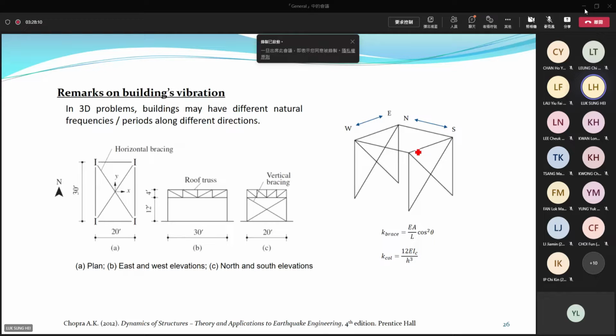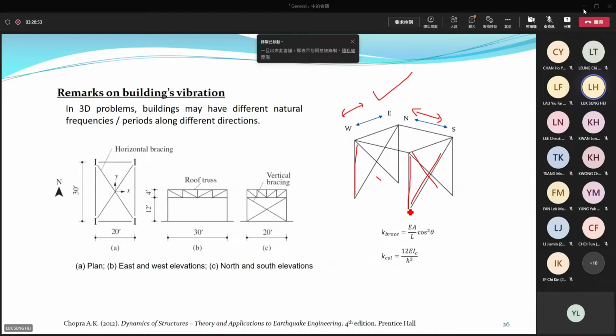One remark. Up to now, we focus on 2D problems. But in reality, for 3D structures, you may have two different stiffnesses. When the structure vibrates along the north-south direction or the east-west direction, it may have a different number of columns, a different structural system. Just like here, when the structure oscillates in the east-west direction, you have a brace. When the system oscillates in the north-south direction, there is no brace, empty here. It just resists using columns.